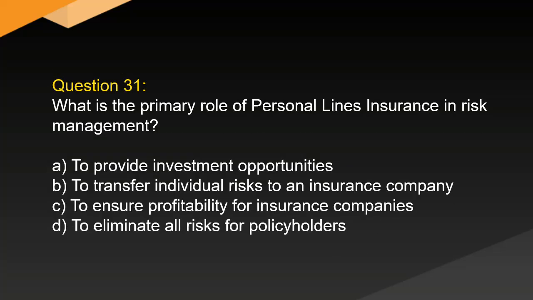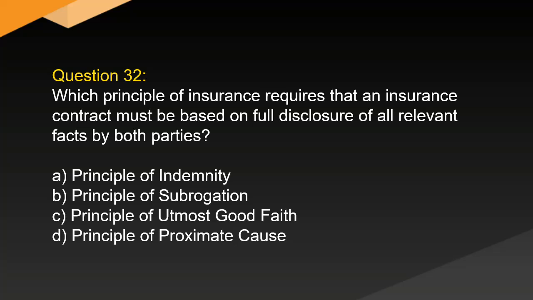Question 31. What is the primary role of personal lines insurance in risk management? A. To provide investment opportunities. B. To transfer individual risks to an insurance company. C. To ensure profitability for insurance companies. D. To eliminate all risks for policyholders.